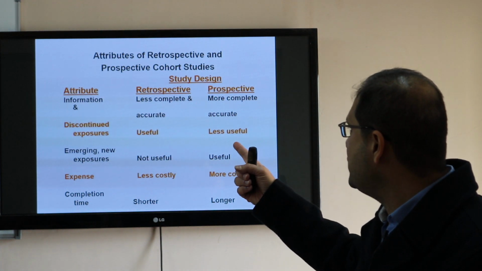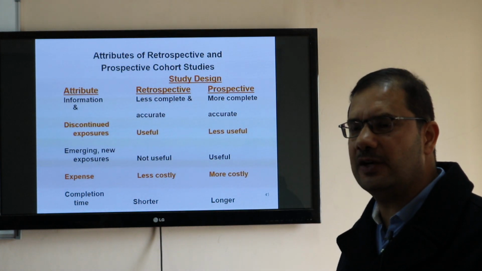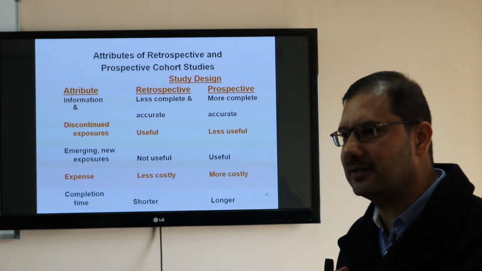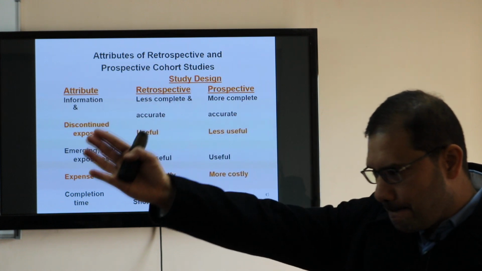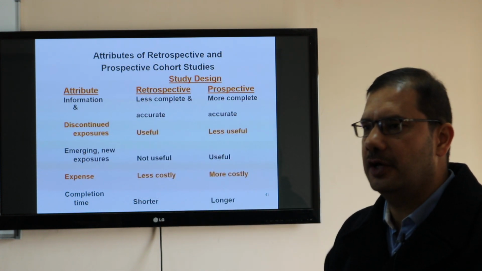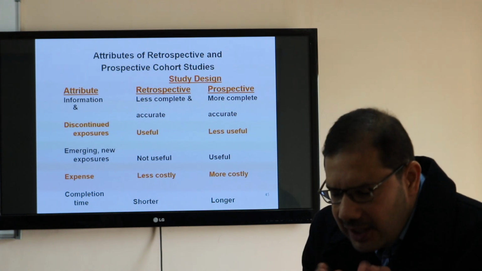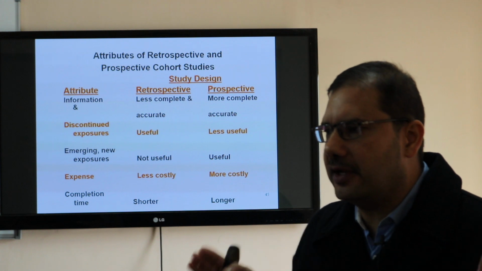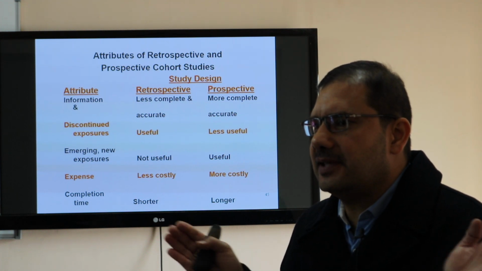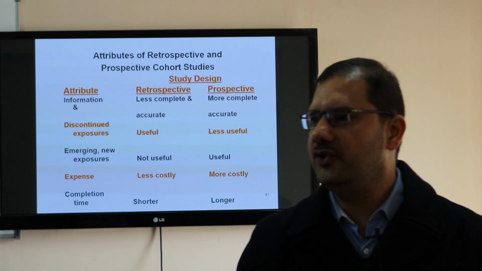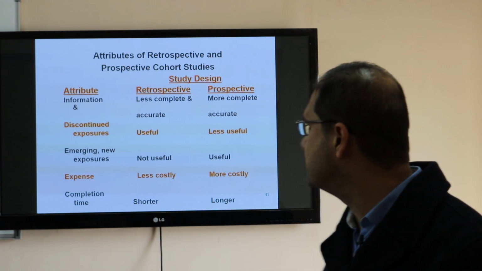If we are looking for information, which one is better, retrospective or prospective? Which one has complete information? Prospective will have complete information. With retrospective, you are limited to what's written there. You are reviewing what's written there. You cannot bring something new, because this was written 1 year or 10 years ago. You cannot add something new.